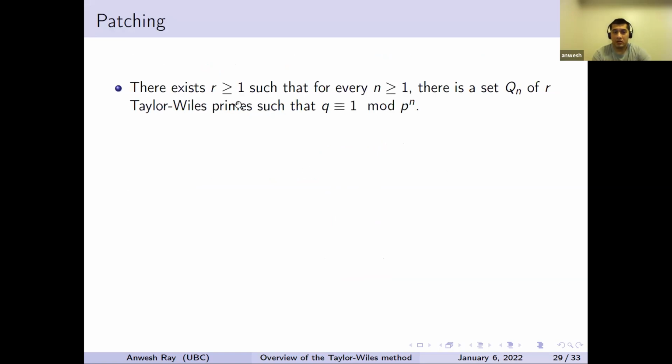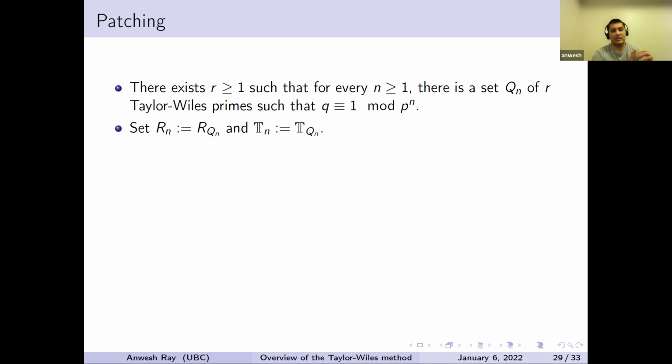So here's the first statement, which is a statement that has a lot of content to it. This can be proved using some Galois cohomological arguments. The statement is that there exists a number r such that for every n greater than or equal to 1, there's a set Q_n of Taylor-Wiles primes, which are all of the form 1 mod p^n. So there is a number r such that for every n, there's a set Q_n of r Taylor-Wiles primes, which are all of the form 1 mod p^n.